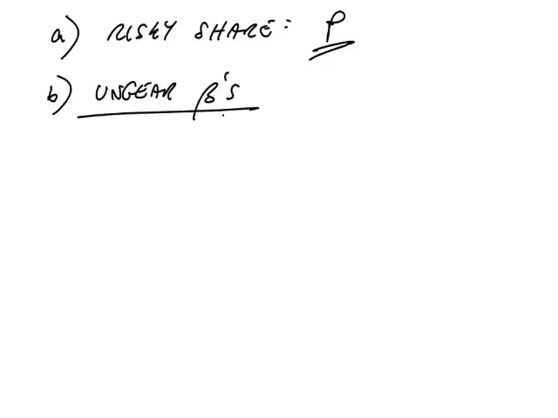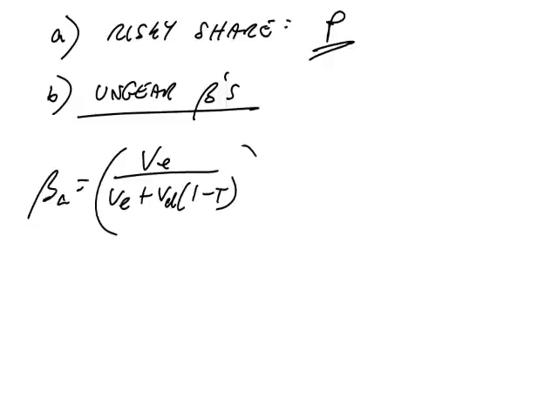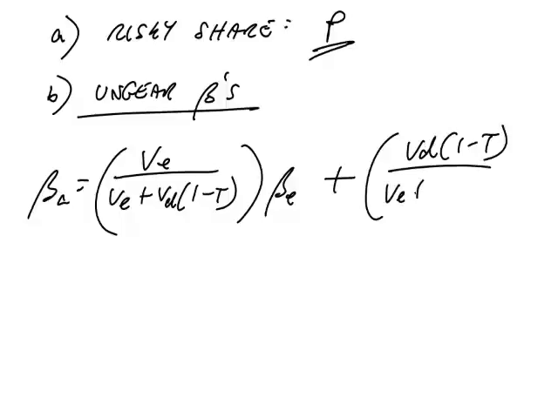I'll do one, you can do the other, all right? So be patient with me and check me. The formula, be patient because I'll write it down, then I can explain this, make sure we're clear about the symbols. Beta A equals VE over VE plus VD(1 minus T), times beta E, plus VD(1 minus T) over VE plus VD(1 minus T), times beta D.